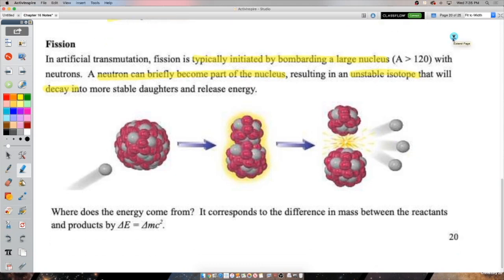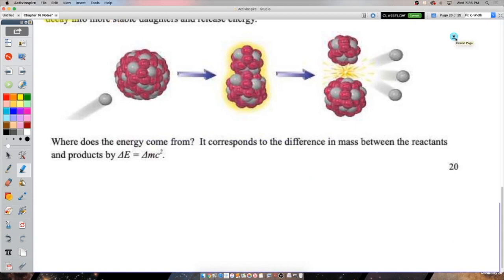But it's still just conservation of nucleons and conservation of charge. It's just that before we had one thing becoming two or more things. Now we have two things that are going to react to produce, well, more things, more daughters and particles.